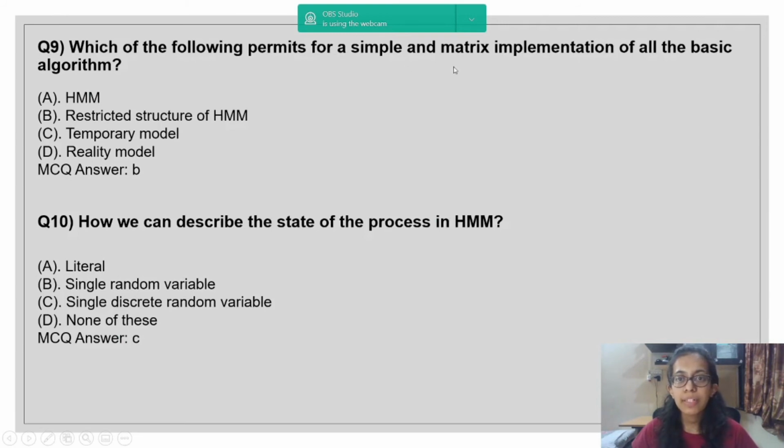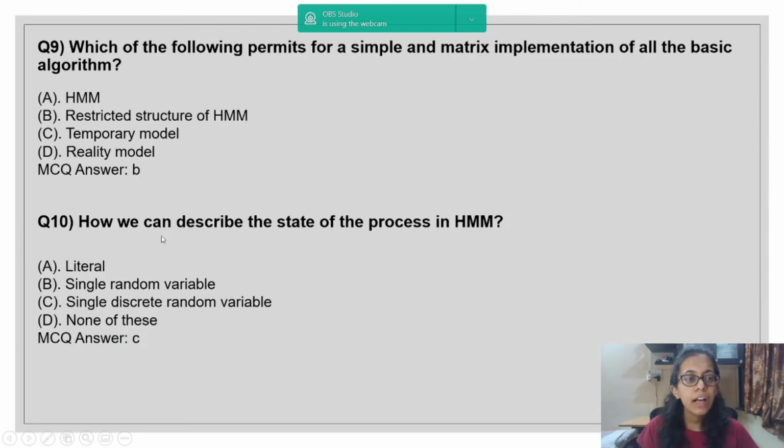Question 9. Which of the following permits a simple and matrix implementation of all the basic algorithms? So we have HMM, restricted structure of HMM, temporal model and reality model. We know C and D cannot be the options. Now in A and B, the question mentions simple and matrix implementation of all the basic algorithms. The more restricted structure we have of HMM, the easier it will be to find the global optima or the global minimum, right? So that is why the answer here is restricted structure of HMM, option B.